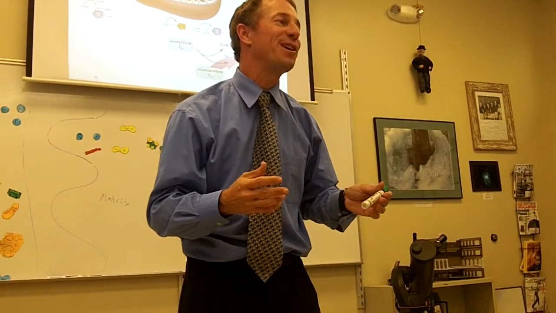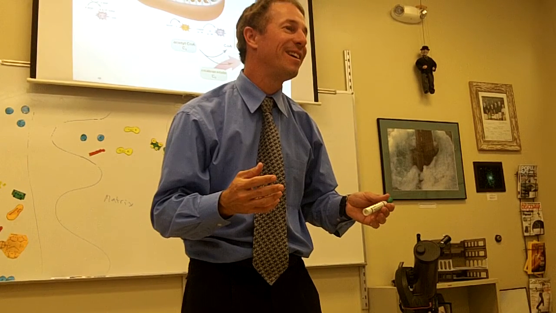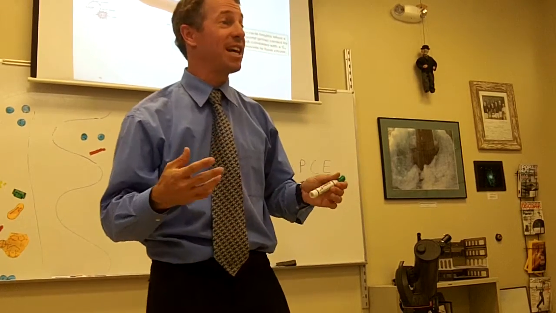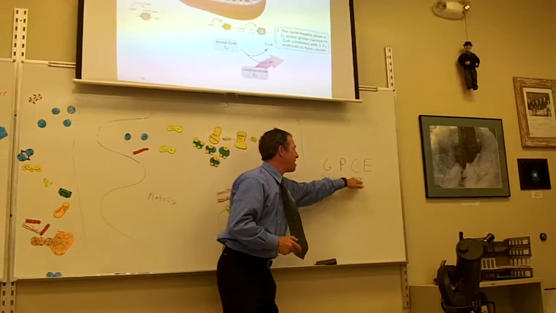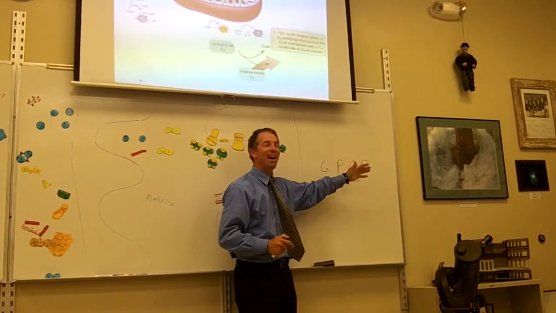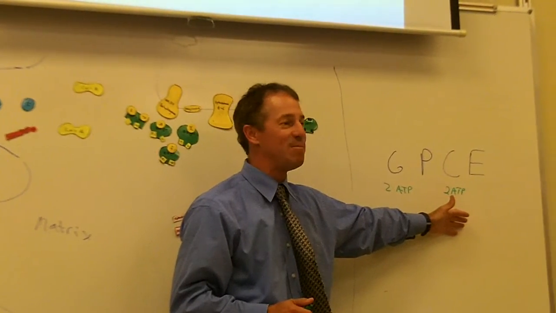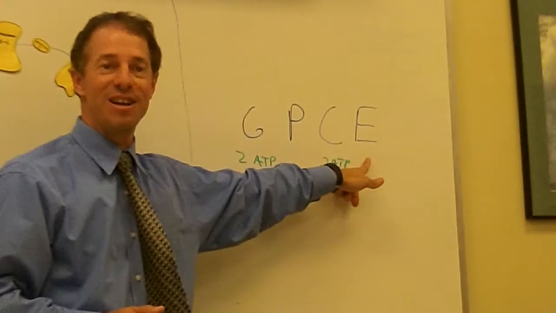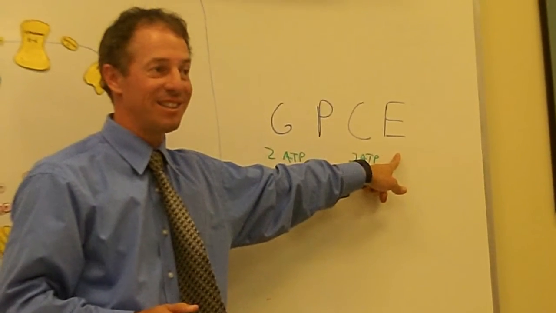But you know how much we're going to make after it's all said and done? I hadn't told y'all this yet? 36 to 38 ATP. We've made 4 ATP thus far, and we're going to end up with 36 to 38 ATP. Where does all the other ATP come from? Electron transport. The electron transport chain. And that's what I'm going to show you next.